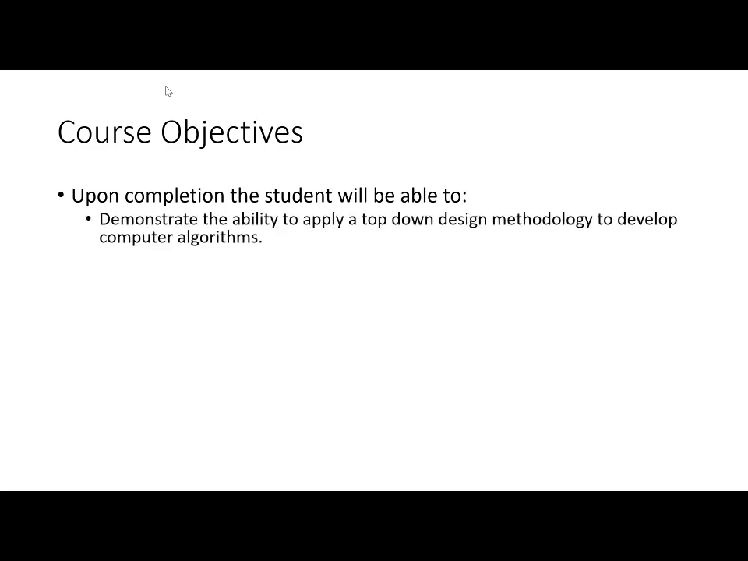So our course objectives. Upon completion of this course, what are you going to need to be able to do? Demonstrate the ability to apply a top-down design methodology to develop computer algorithms. Now you'll notice that this doesn't say MATLAB in it at all. These are general techniques. You're going to learn general techniques to write better code, or just to basically problem solve and use coding as a new tool in your problem solving toolbox. The things that you'll learn from this course will make you a better problem solver in general and should be applied to any engineering course.